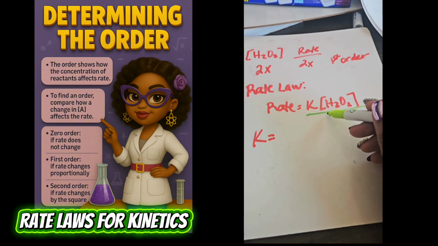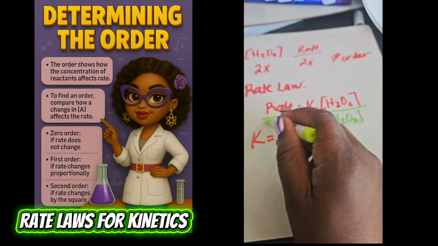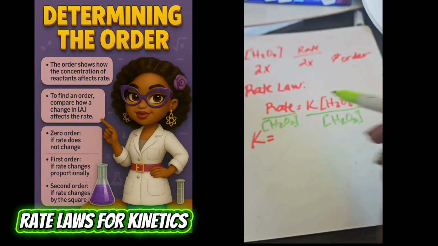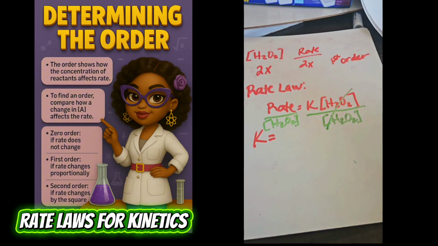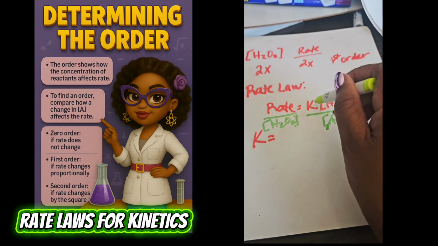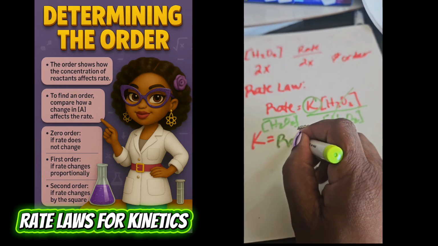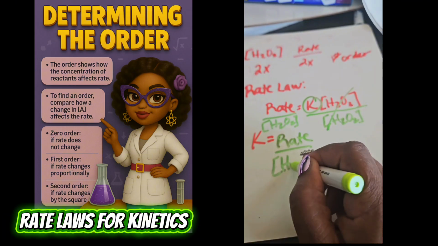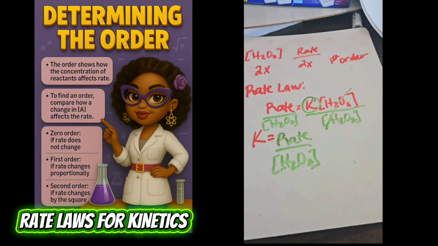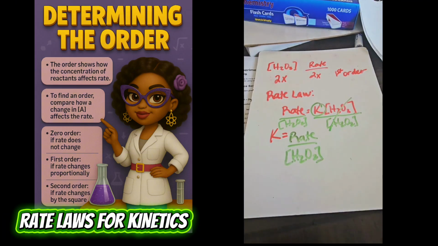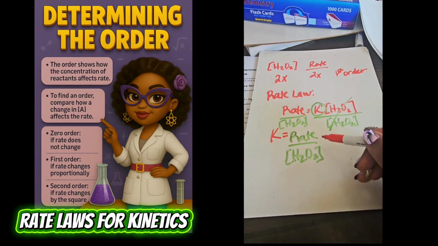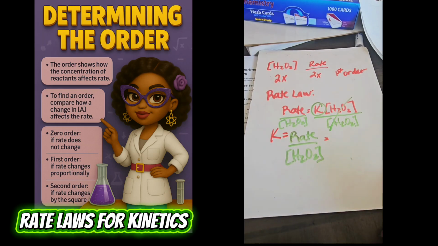Because we're looking for K, we're going to divide both sides by H2O2, okay? So we're going to cancel those two sides out, and our K that's left over is equal to the rate divided by H2O2. Why am I showing this to you? Because it asks us to find the K. And because of that, we're going to put up here on the very top the rate from our data. Let me go back to our data so you all can see that.